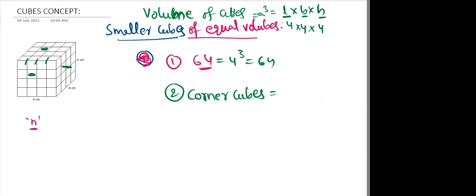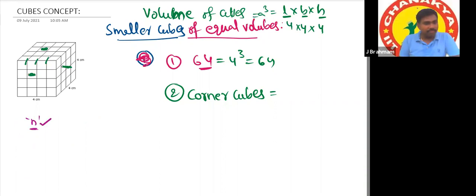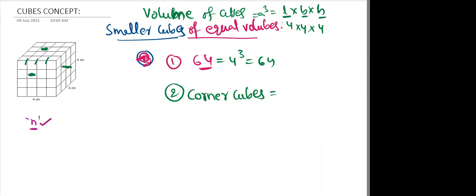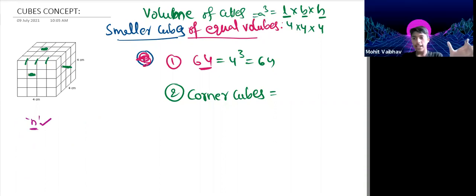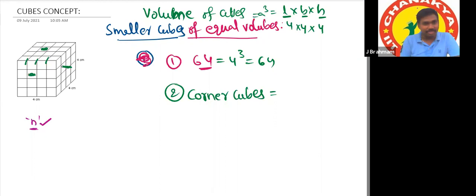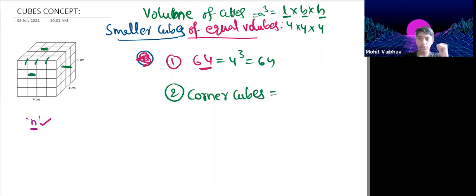What may vary depending upon the number of cuttings? The number of cubes? The smaller cubes? The volume and the size of the cube. Excellent, very good. Only the size and the volume of the cube vary. That's it.